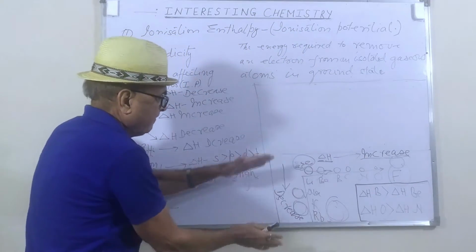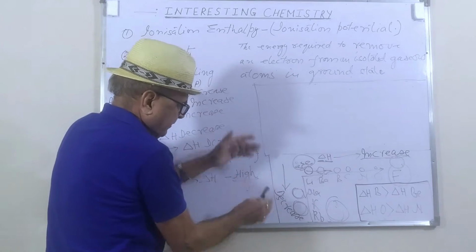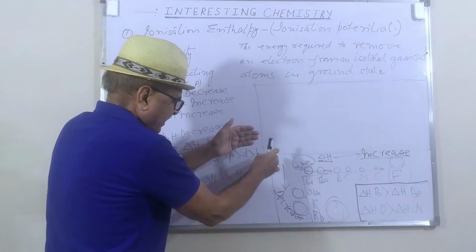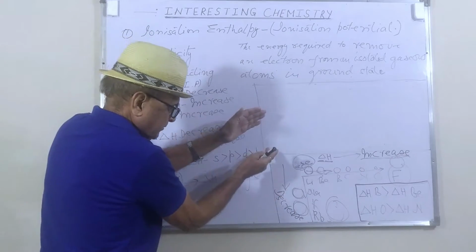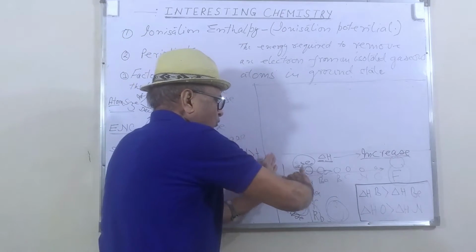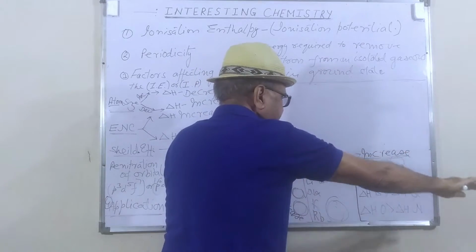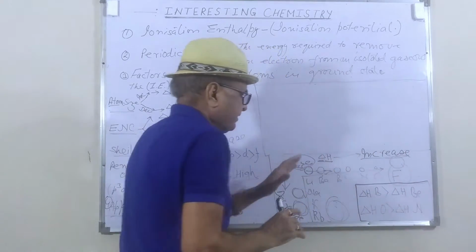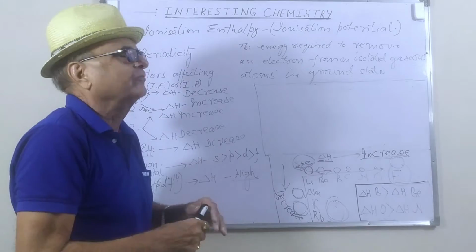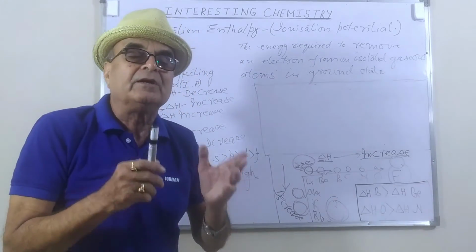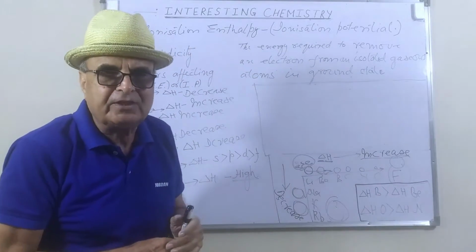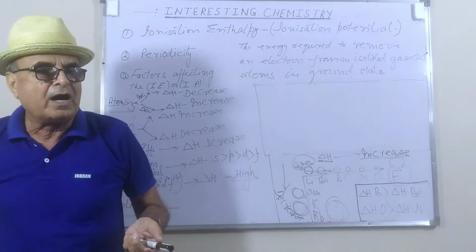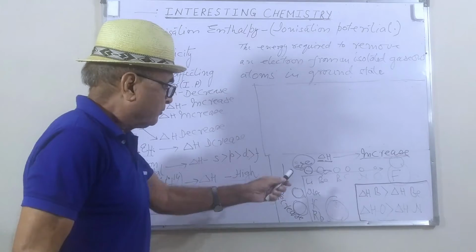I have written in this. When you go down in this periodic table, the delta H is decreased. Ionization enthalpy decreased, and when we go from left to right across a period, then the delta H will be increased. This is the periodicity of ionization enthalpy.